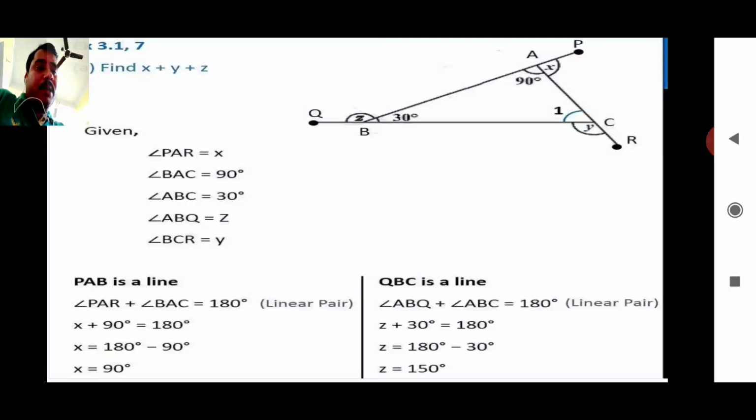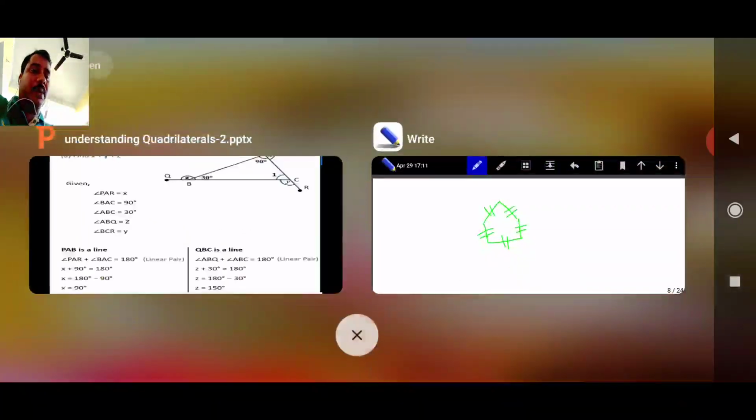that we get x. The adjacent angle of x is 90 degrees, and we know that PAB is a line. Here it is mentioned that PAB is a line. So angle PAR plus angle BAC equal to 180, linear pair. So it is 90, so it is also 90.